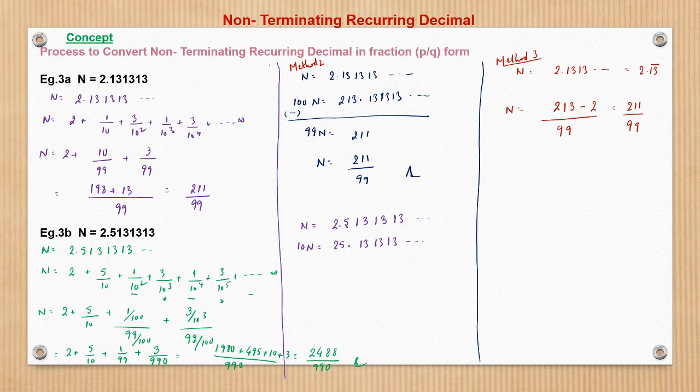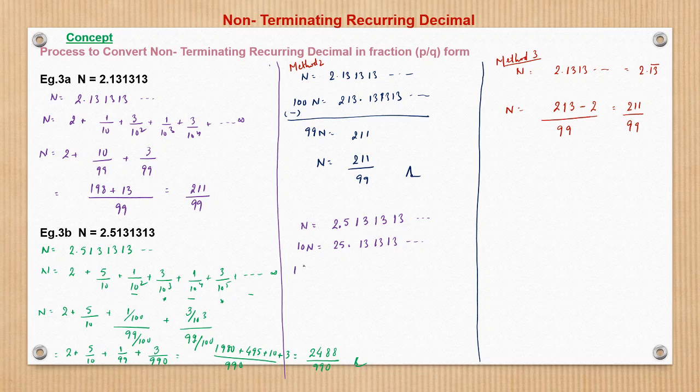What happened in the first case? There was one 5 which was not repeating. Only 1313 was repeating. This 5 after decimal was not repeating. So the first intention was to bring this to the left hand side of the decimal so that the right hand side of the decimal only has the repeating digits. To do that we multiplied both sides by 10.